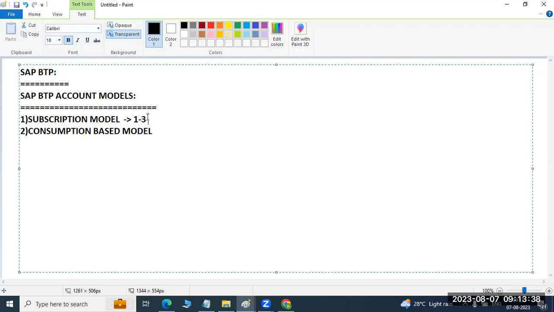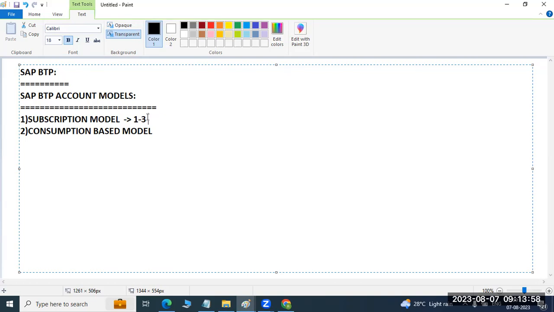And consumption means postpaid. I will give more details on the consumption based model also. Subscription models mean you pay at a fixed cost. You can remember or highlight this point: pay at fixed cost. And also, you pay whether you use it or not, but you have to pay.